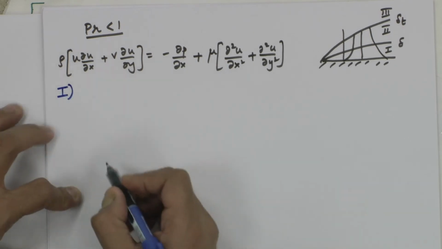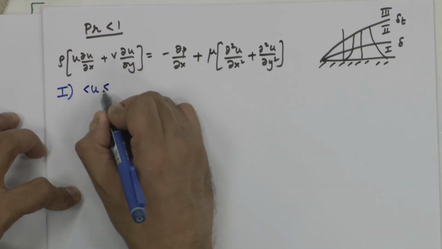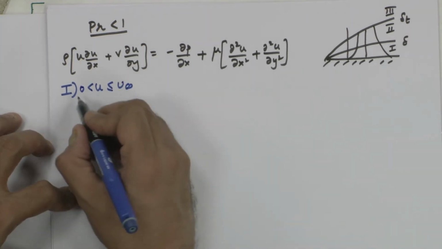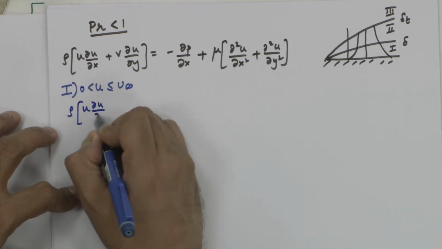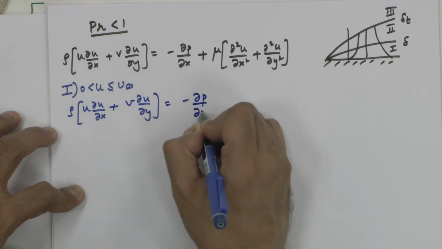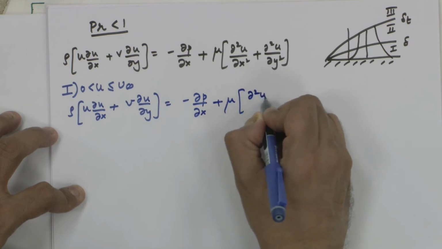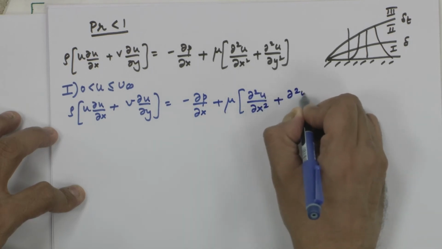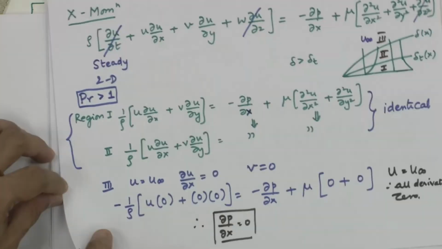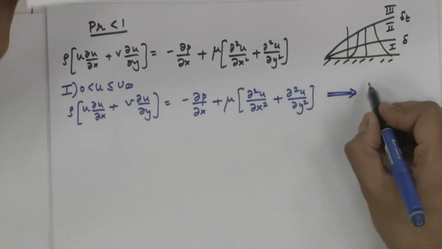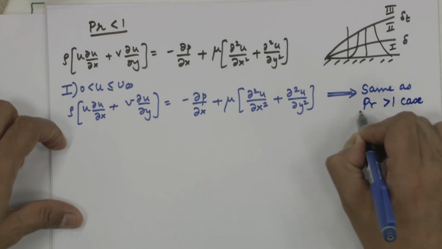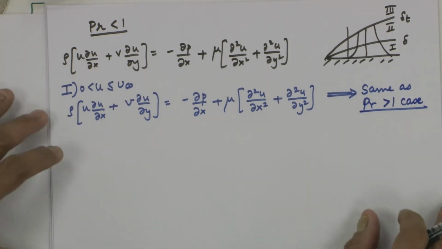For region 1, u is varying, 0 less than u less than u infinity. So, the equation remains as it is, rho (u du by dx plus v du by dy) equal to minus dp by dx plus mu (d squared u by dx squared plus d squared u by dy squared). No change here. So, region 1 in both cases, Pr greater than 1 and Pr less than 1, has the same equation as the Pr greater than 1 case, because that is the boundary layer, na? So, it is going to be identical, there is no change.